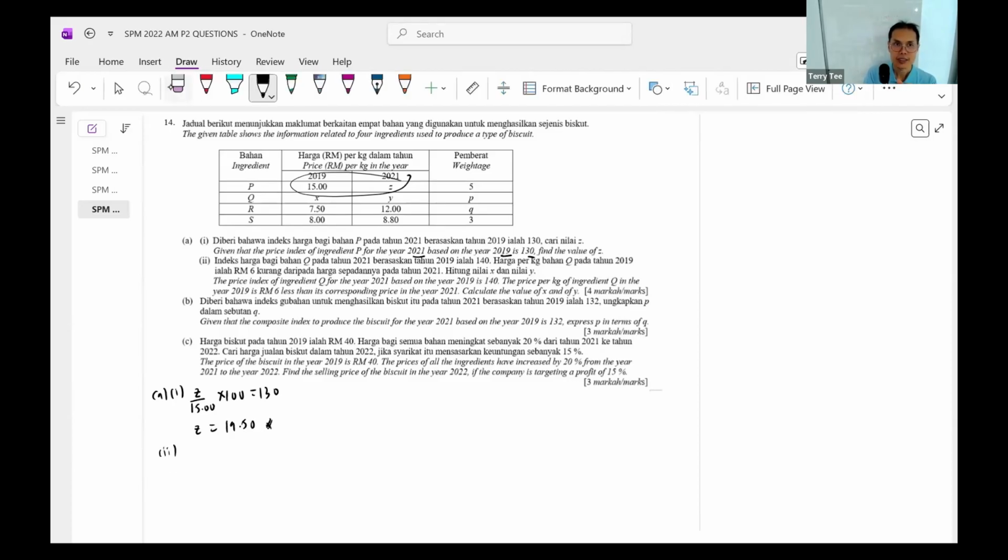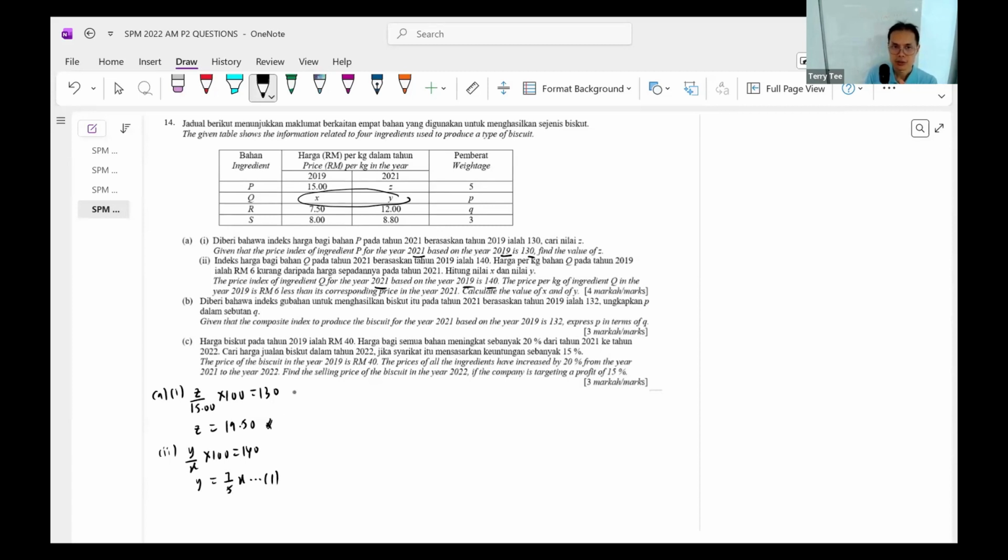Next, how to find the second one, you're finding X and Y. They say that the price index for ingredient Q for 2021 based on 2019 is 140. So we look at this one. How do you calculate the price index? We take the current year price divided by the base year price times 100. This is 140. We can form an equation. I make Y the subject. 140 divided by 100 is 7 over 5x.